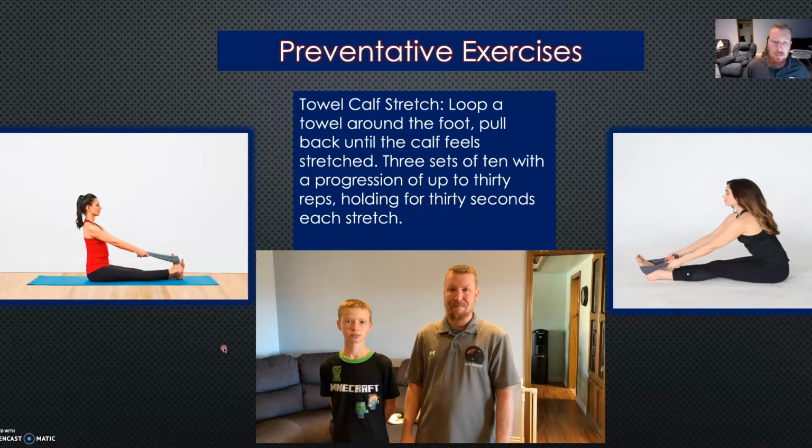Preventative care. The towel calf stretch is something that I picked to help strengthen the ankle joint itself, to hopefully help keep it from becoming injured if we are playing football. Our towel calf stretch is a loop of a towel around the foot, and we're going to pull that back until we feel some of that stretching in our calf, or our gastrocnemius muscle, our soleus muscle. And then with this, we want to do 3 sets of 10 with a progression of up to 30 reps, holding those reps for roughly 30 seconds apiece.